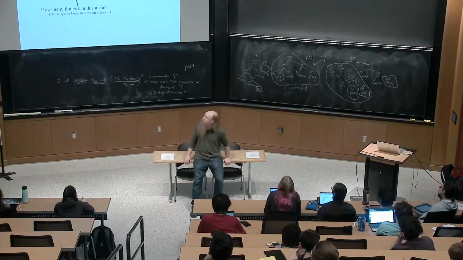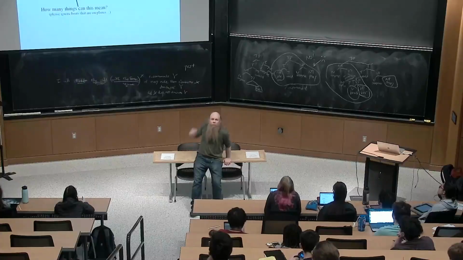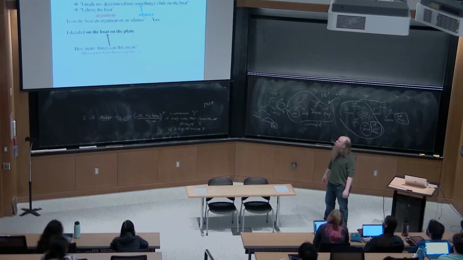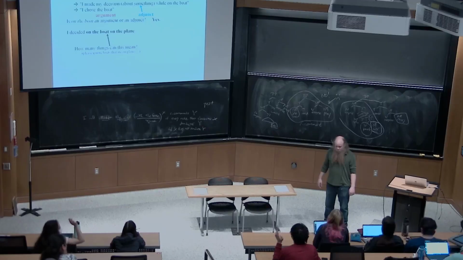So just consider the imaginable things that it could mean, given those two readings for on the boat. I think there are two. It could mean while I was on the plane, I chose the boat. Or it could mean while I was on the boat, I chose the plane. In principle, it ought to be able to mean either of those things. Can it mean both of those things? I mean, it would maybe, but deciding on the plane while on the boat sounds much weirder for me.